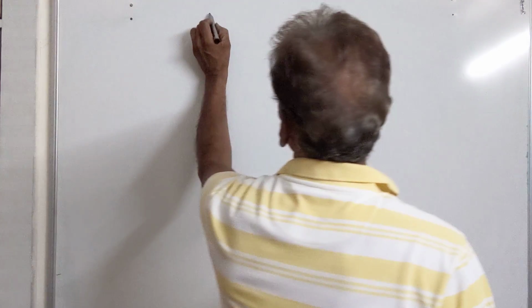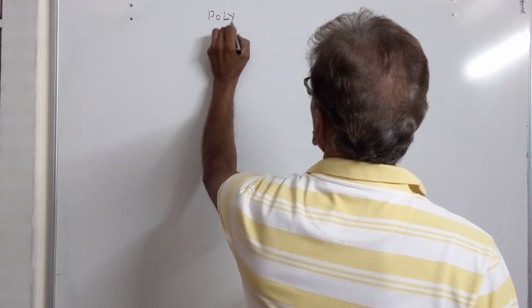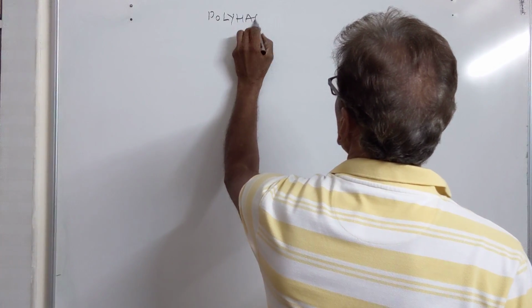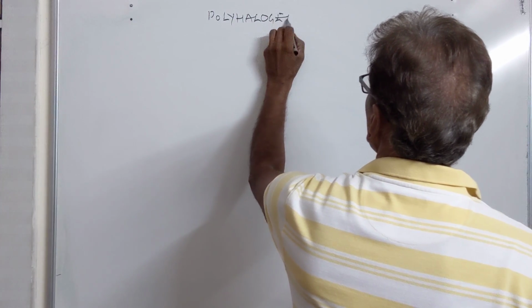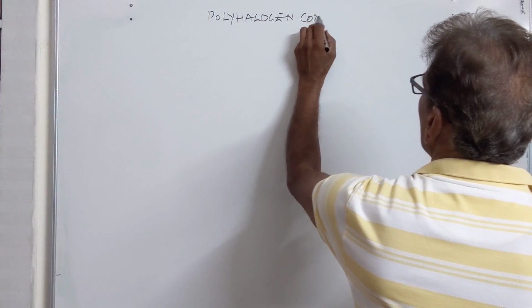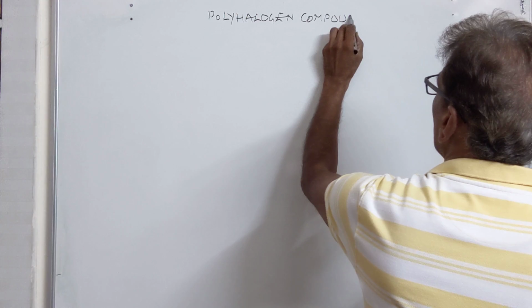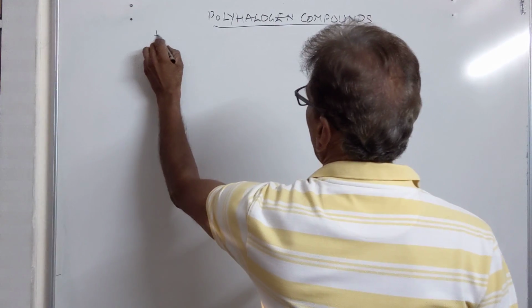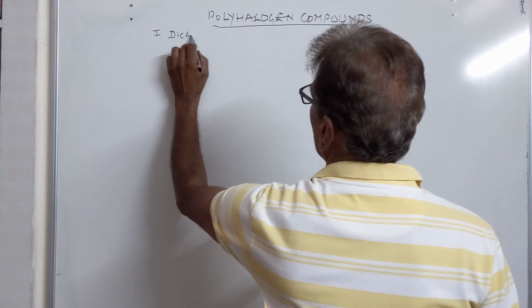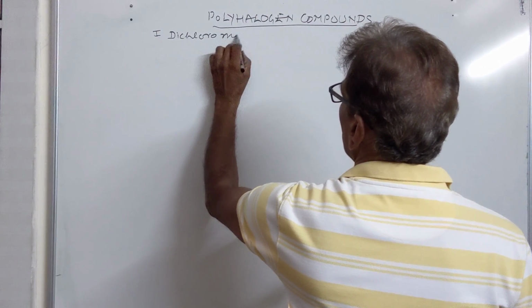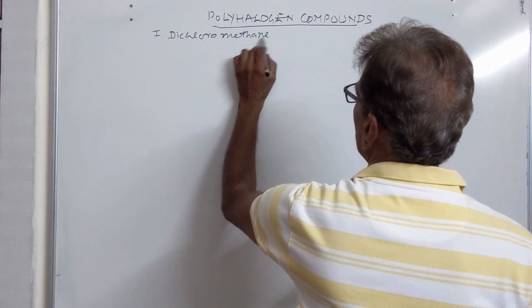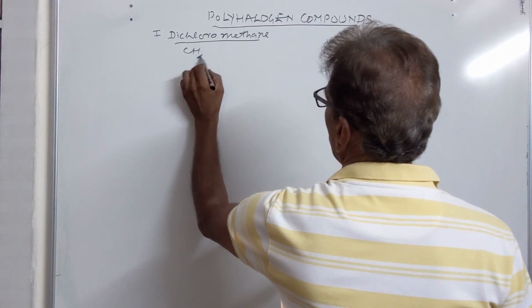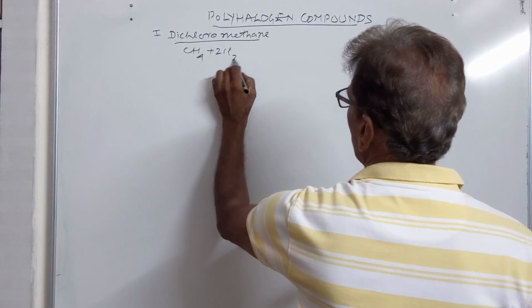Continuing with alkyl and aryl halides, we are now taking polyhalogen compounds. First compound is dichloromethane. It can be prepared from methane by treating it with chlorine.